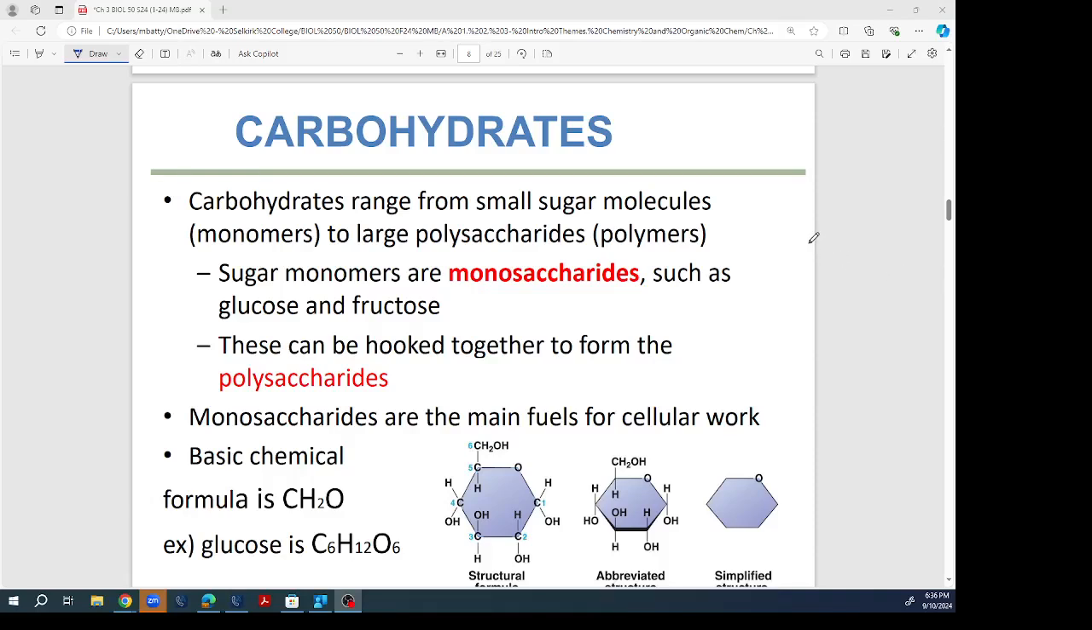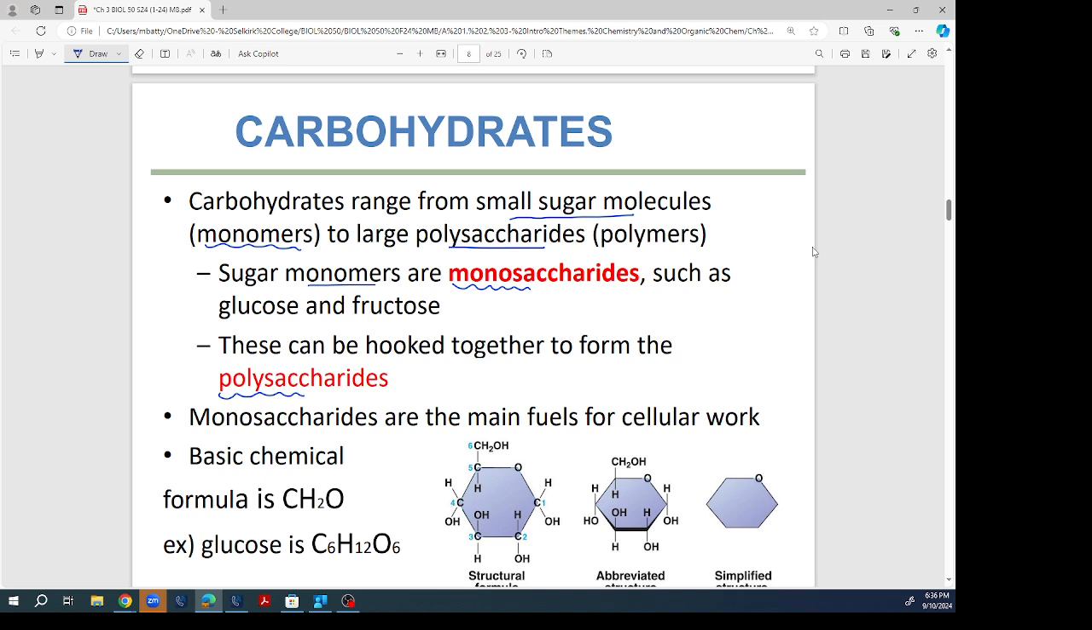So we're going to start the macromolecules with carbohydrates, or carbs. Carbohydrates can range from really small sugar molecules, which are just monomers, to large polymers, which are polysaccharides. The single monomers are called monosaccharides, and the large polymers are called polysaccharides. Those are the two words that are in your chart that I had flipped past there, and those are kind of the key words.